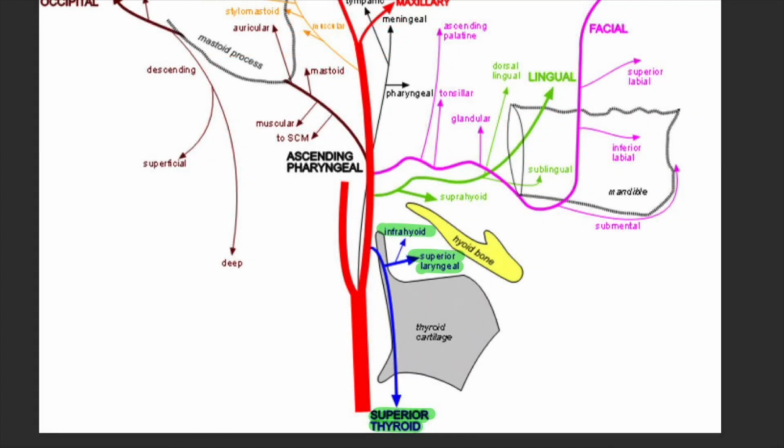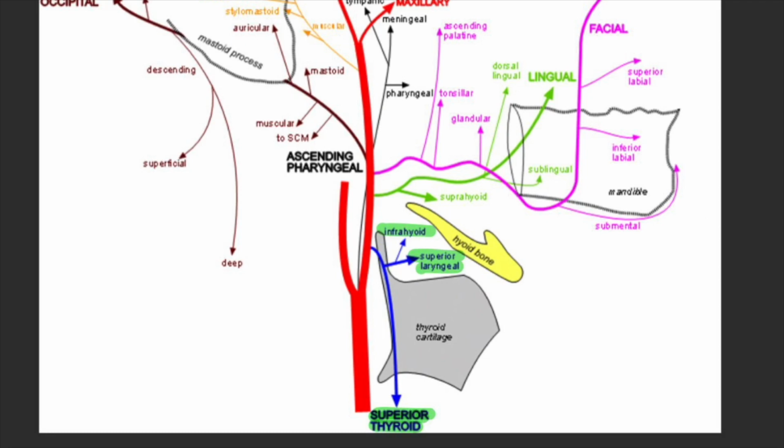Let's talk about each branch in a little bit more detail, starting with the superior thyroid artery. So it is the first branch of the external carotid artery. It originates at the level of hyoid bone, or it can also originate very close to the bifurcation point, really depends on the anatomy of a person.